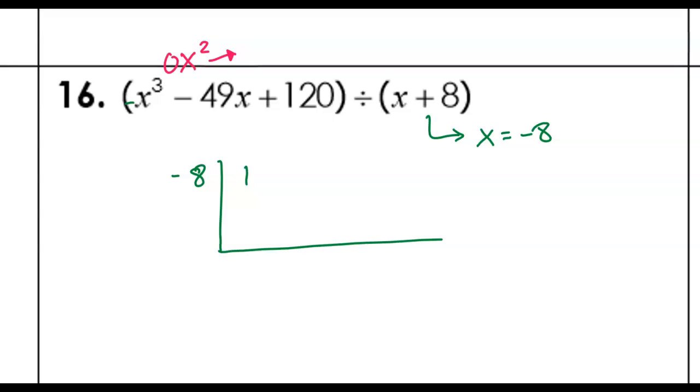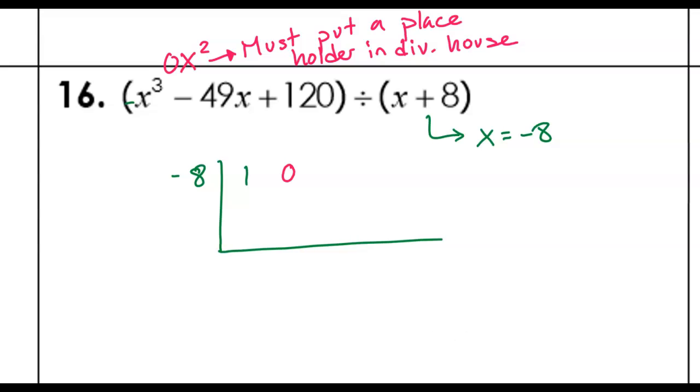Whenever you skip a term, you must put a placeholder in the division house. So because I'm skipping from x cubed to x, I need to place a placeholder of 0 for the x squared term. Then my next coefficient is a negative 49, and then I have my constant 120.